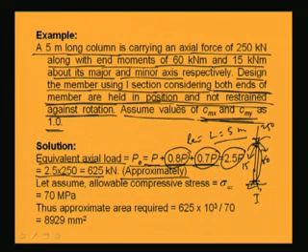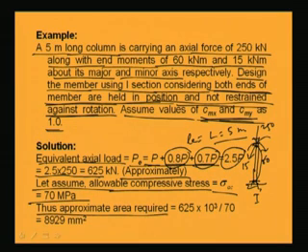This is approximate, okay, and let us assume some allowable compressive stress sigma SC, say for this case say 70 MPa. Now, the approximate area will be how much? That will be the load by sigma SC, P by sigma SC. Equivalent load is 625 kilonewton and allowable stress is 70 MPa. So, we are going to get 8929 millimeter square approximate area. Okay. Now, what we will do?